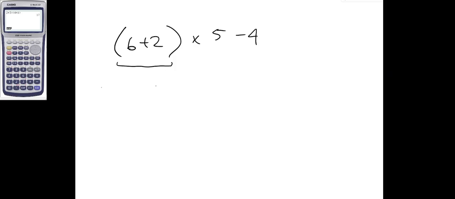Let's do a slightly tougher example. How about (6 plus 2) times 5 minus 4? If you need to hit pause, do that. Okay, BEDMAS, we want to do whatever's in that bracket first. 6 plus 2 is, of course, 8.